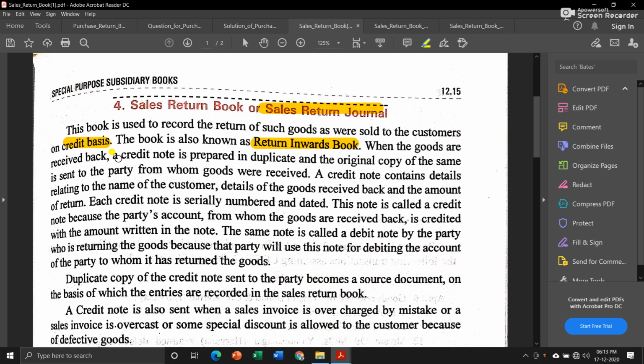When the goods are received back, a credit note is prepared in duplicate and the original copy of the same is sent to the party from whom goods were received.